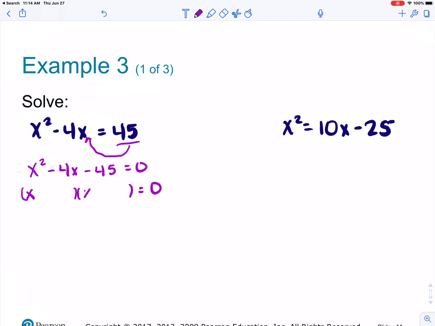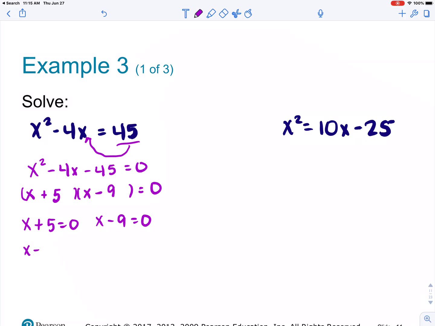X and x, plus and minus. What times what makes 45? It has a difference of 4, and it's going to be -4, so we're going to need a -9 and a +5. Using our zero product property, we're going to set them equal to 0. So x plus 5 equals 0. X minus 9 equals 0.